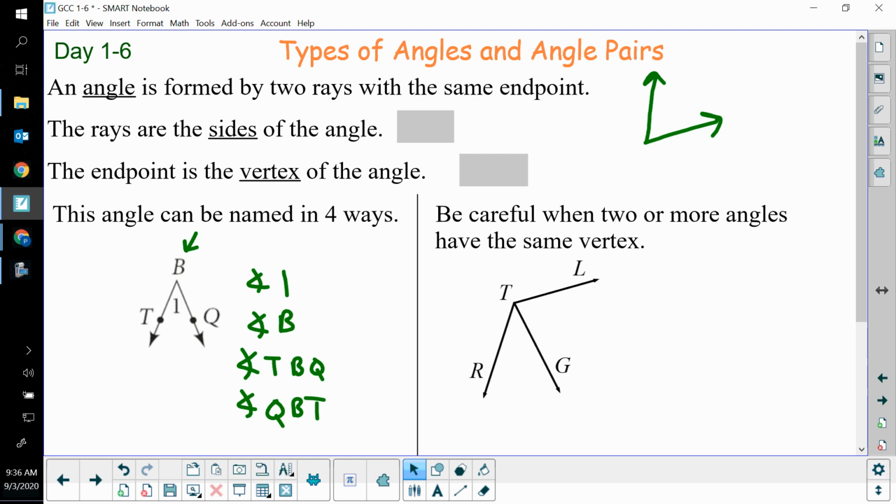Now when we move over to the right, if we want to talk about the big angle, we would only have 2 ways to name it. We could call it RTL, or we could do LTR. We could not do angle T. Angle T would not work, and the reason being there are multiple angles at that vertex T. Over on the left, there's only one angle at B, so that's why we can just call it angle B. But you cannot call anything just angle T because there's really 3 different angles that are going on at angle T.